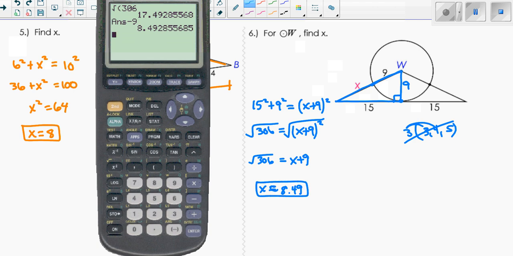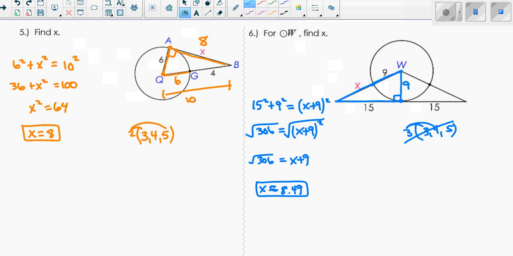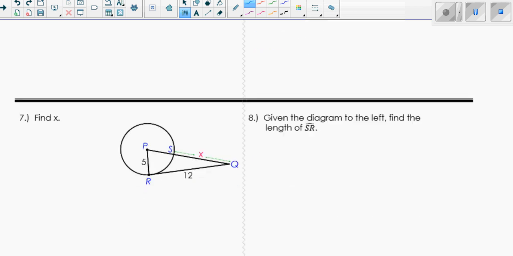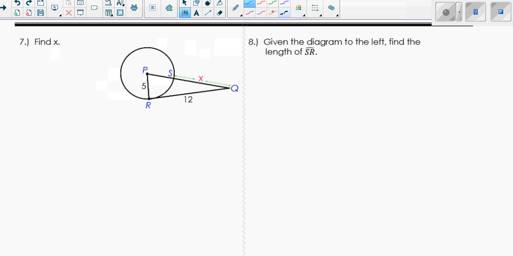All right, so that's two problems with tangent lines. So let's try another one. In this problem, again, I have point R hitting the circle once, which means I know that this is perpendicular, so a 90-degree angle. Notice that I have a side radius of 5 right here, so that means this also has to be 5.